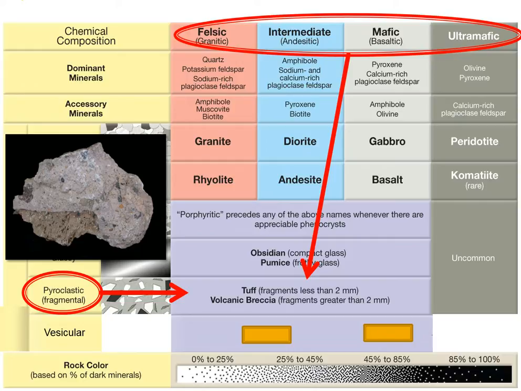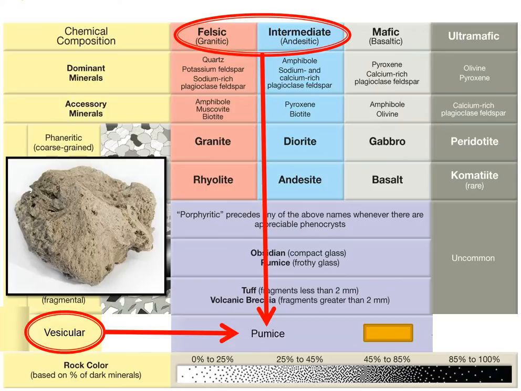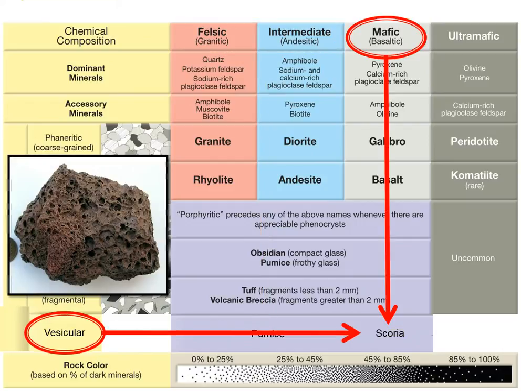Now, if it's pyroclastic, no matter what the composition is, you can call it tuff if it's little pieces, and volcanic breccia if the pieces are all pretty big. Finally, our vesicular rocks. If it's light in color, we call this pumice. So that was that glassy stuff again, and I'll show you a sample in class to show you just how glassy this can be. If it's mafic in composition, nice and dark, that's called scoria.